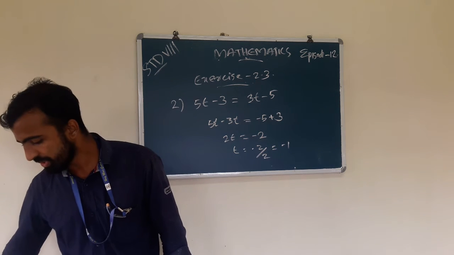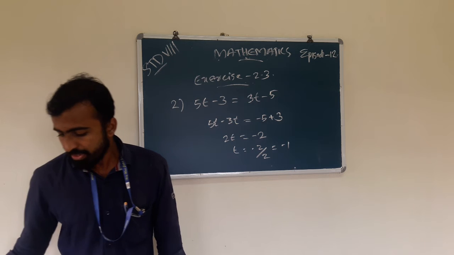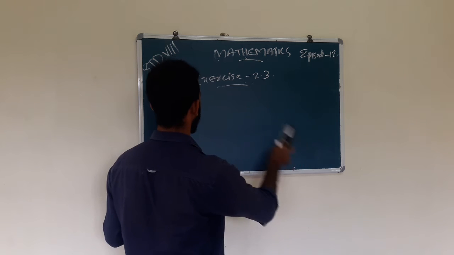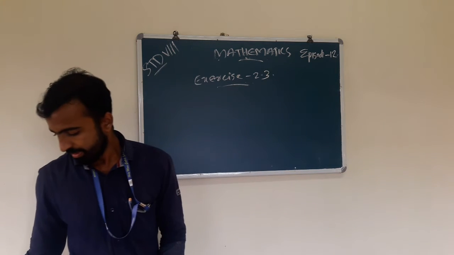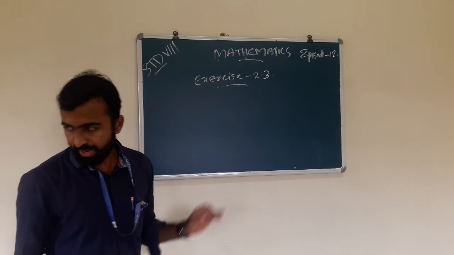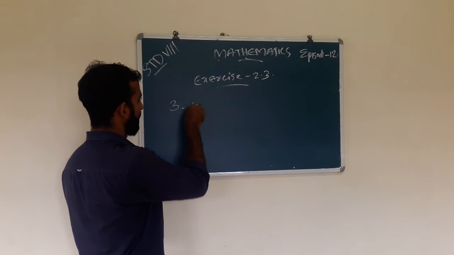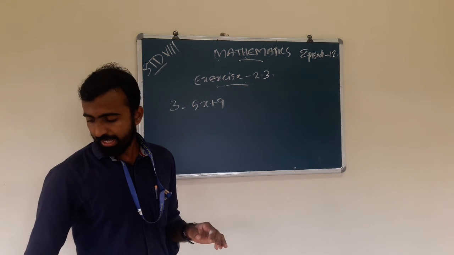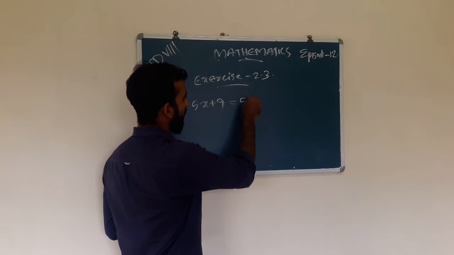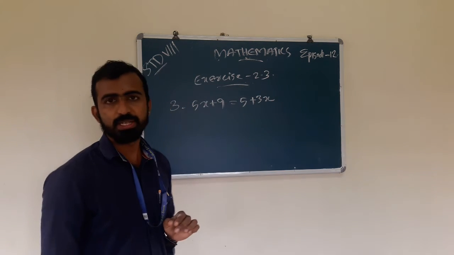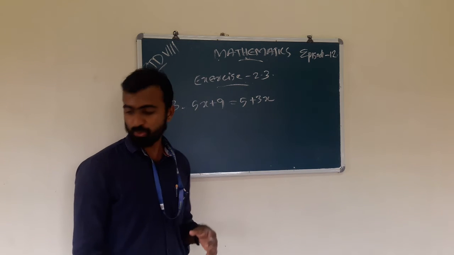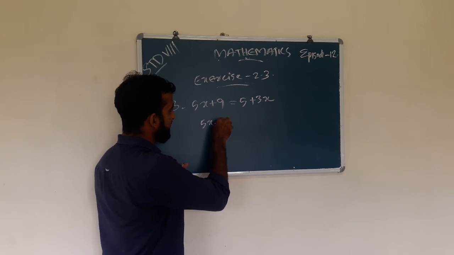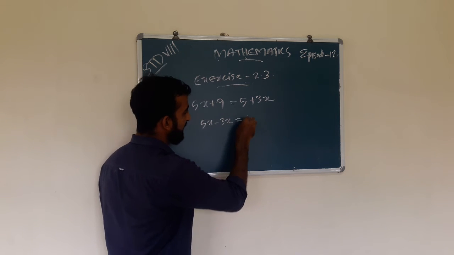And what is the next question? The third one is 5x plus 9 equal to 5 plus 3x. Is it? 5x plus 9 equal to 5 plus 3x. That is 5x minus 3x equal to 5 minus 9.